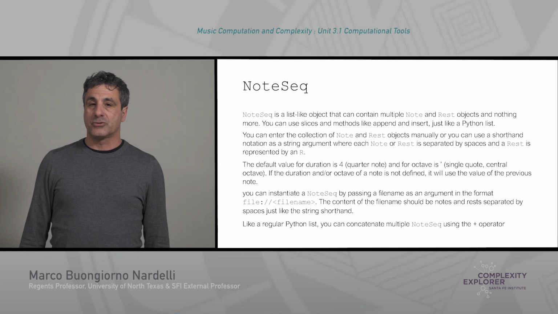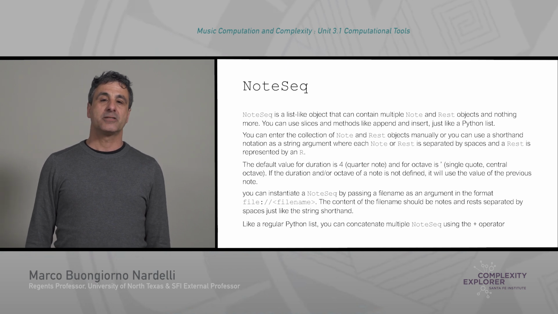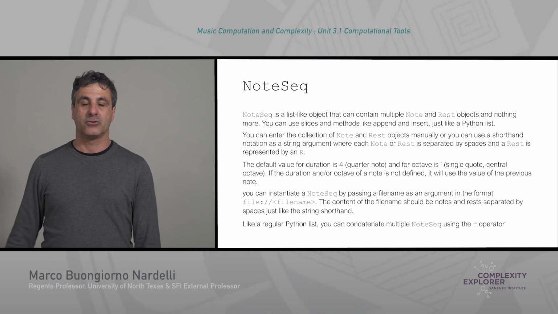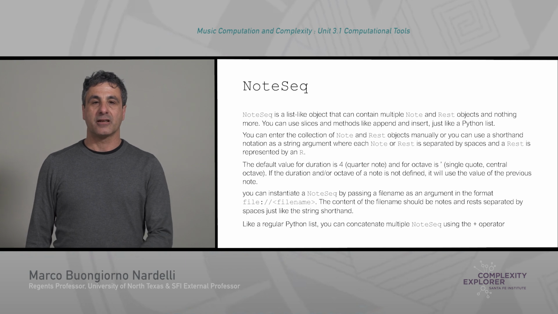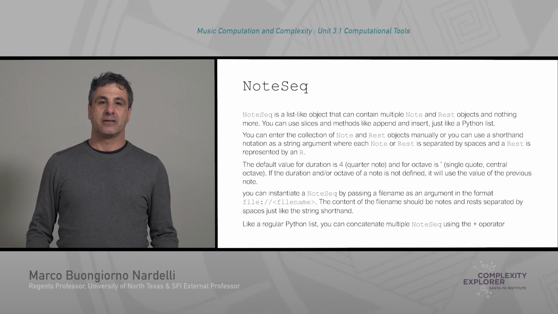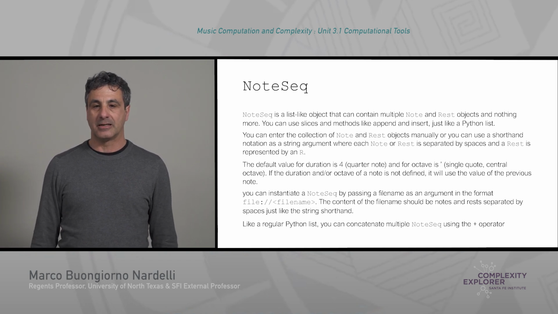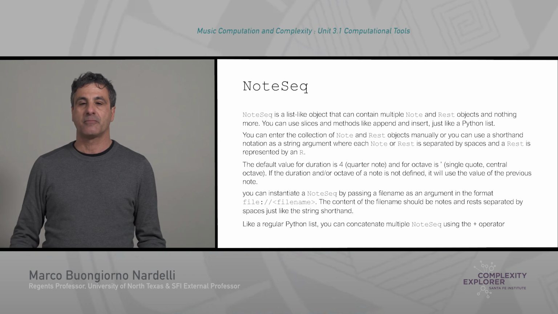The last object that I want to discuss in this unit is note seq. That is an object that allows us to combine notes together to create a sequence. Here we can have a list of objects like notes and rests that are interpreted by this note seq object as a continuous flow of pitches or rests. So basically a musical phrase.